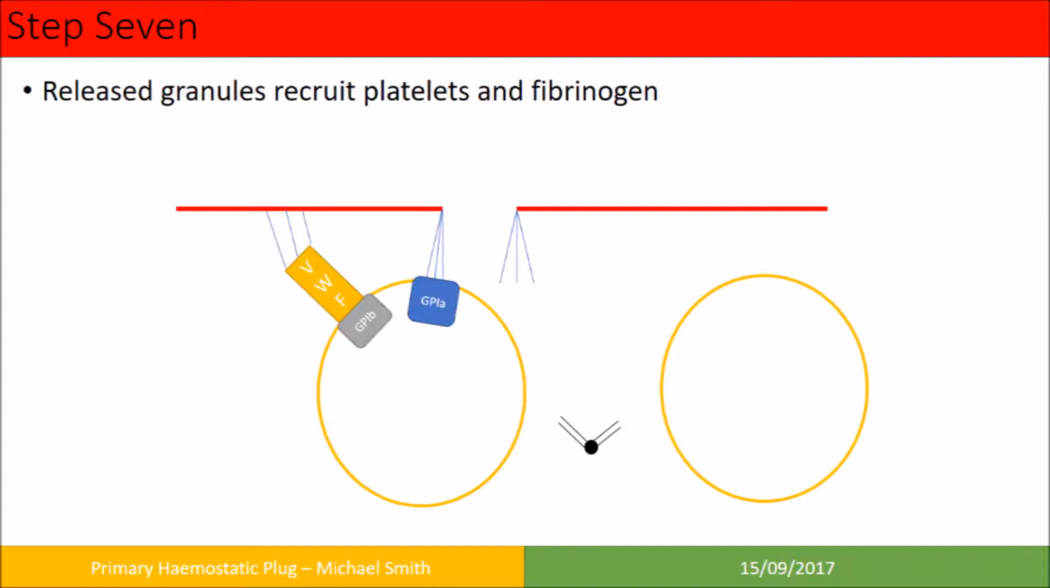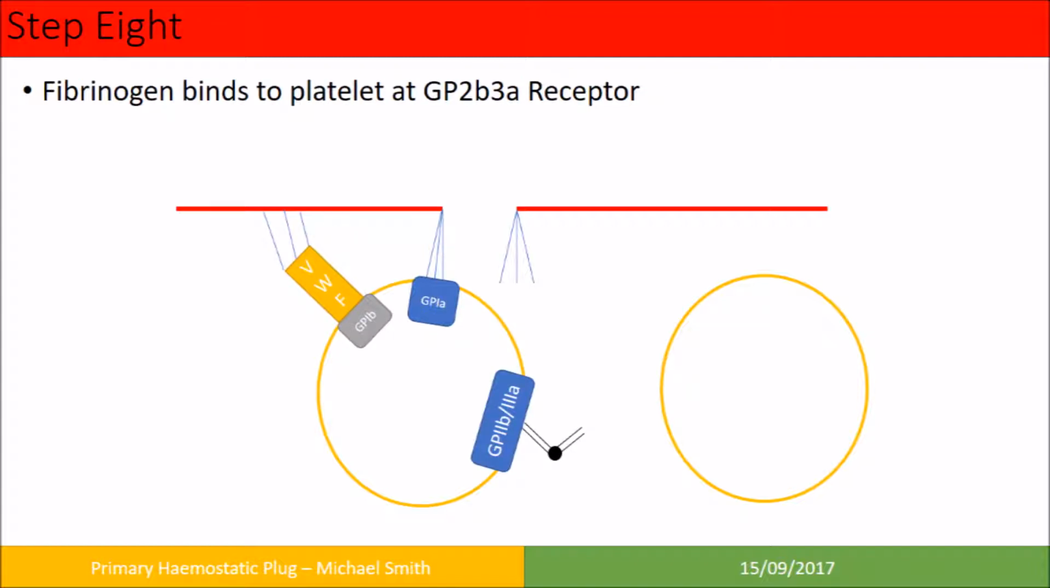The granules, which were released previously in step 4, also go on to recruit platelets and fibrinogen, so they're floating around nearby and they get drawn towards the site of the clot. The fibrinogen binds to the existing platelet at the GP2B3A receptor.